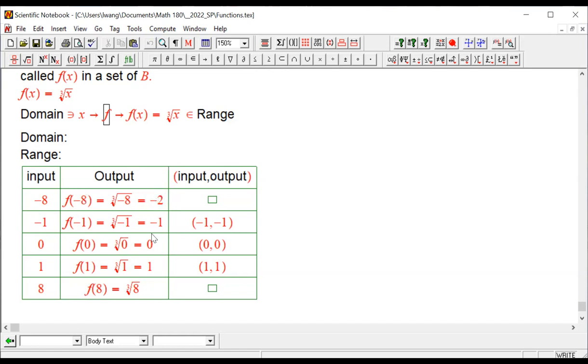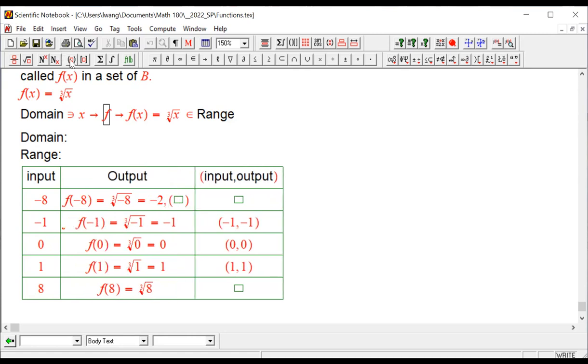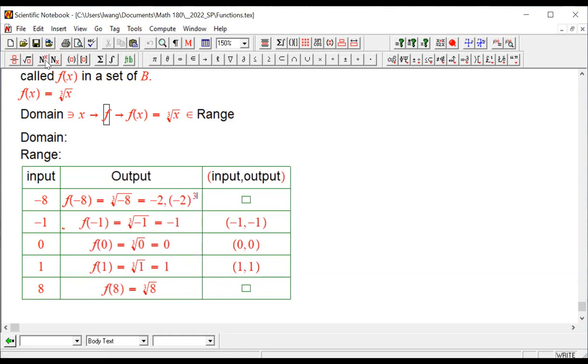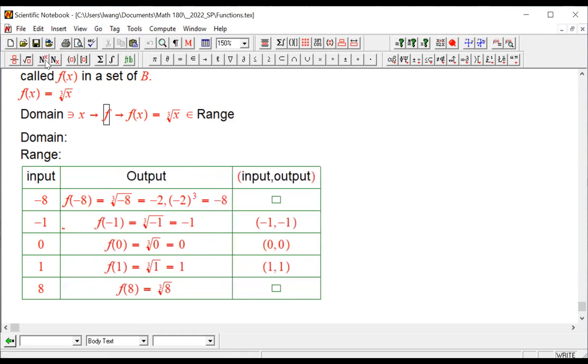You got it. -2, because -2 raised to the third power is -8, right? And the cubic root of 8 is 2. So we got 2 more points: -8, -2. And from what we have done, it seems that the input can be 0, can be negative, can be positive. Therefore, we can tell our domain is from -infinity to +infinity.